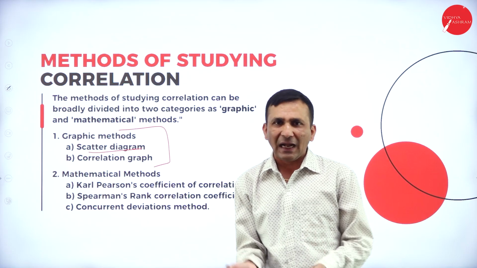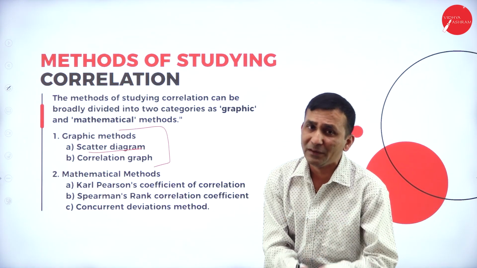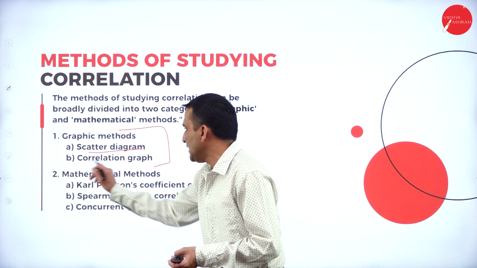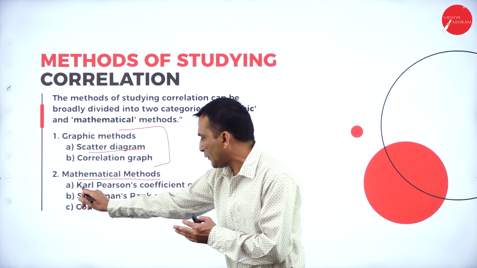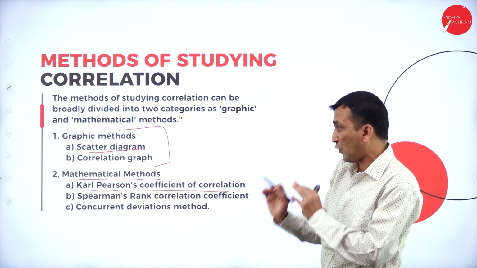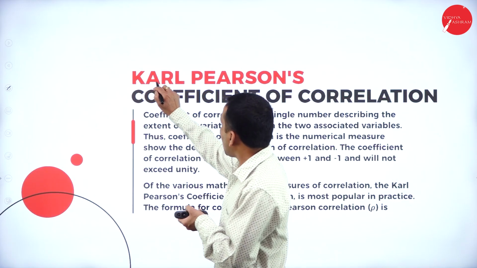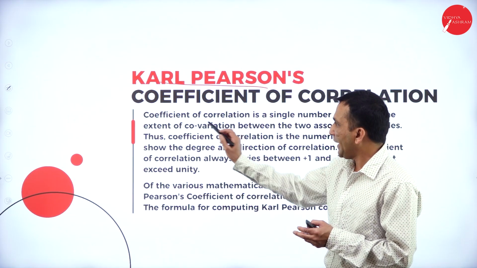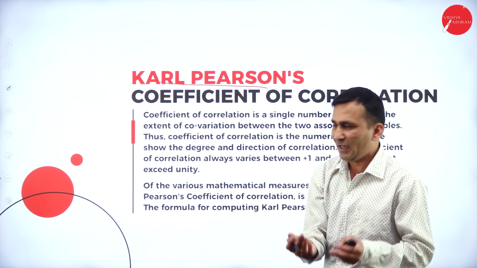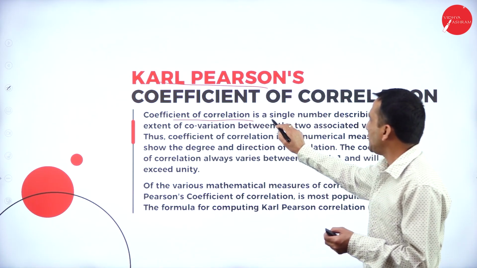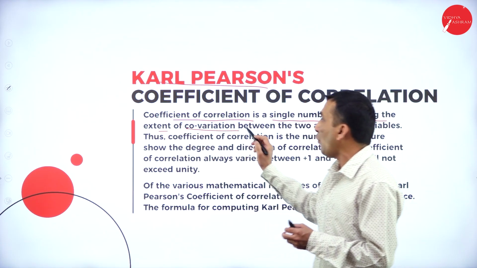Whenever we try to find correlation, we depend on bivariate data, because two variables are very important. In the mathematical method, today's session mainly focuses on the Karl Pearson coefficient of correlation, which is commonly used in most areas. The coefficient of correlation is a single number describing the extent of covariation.